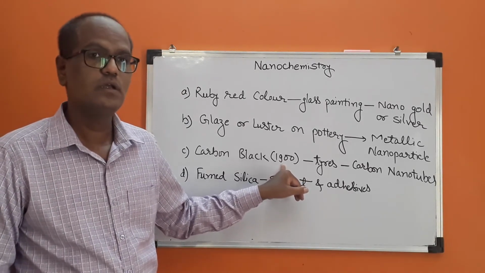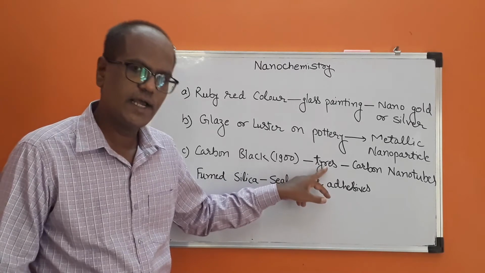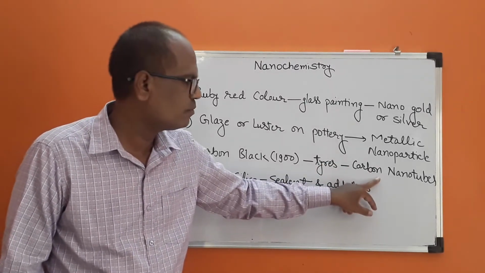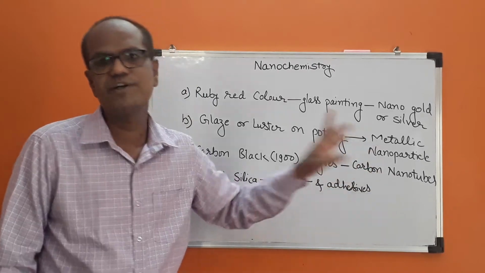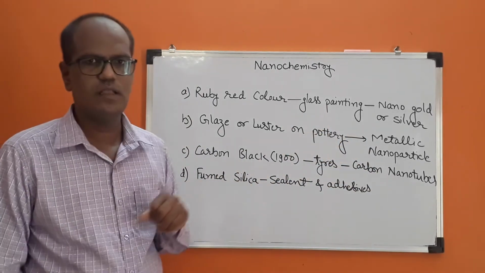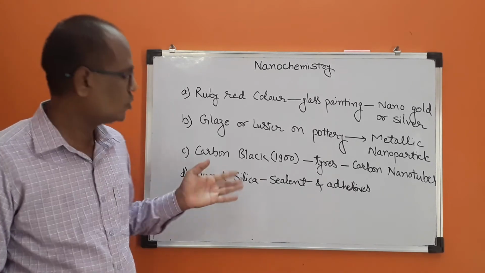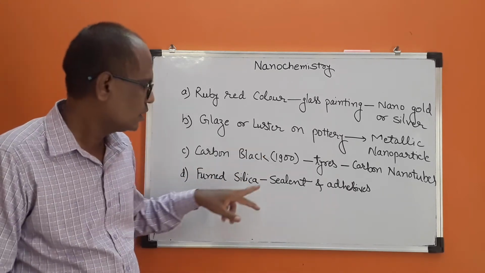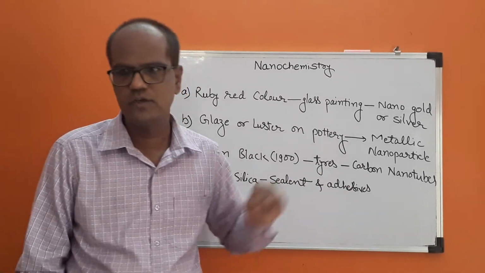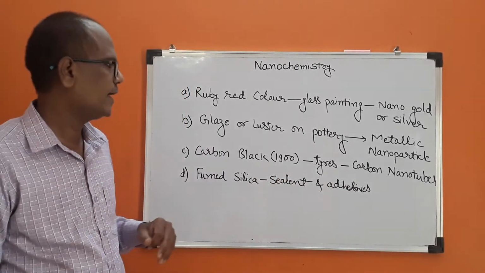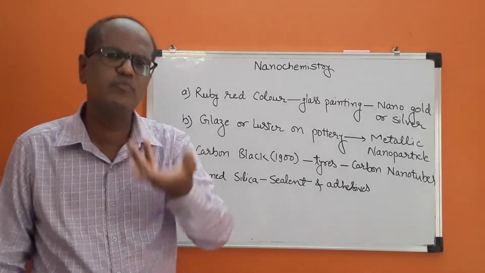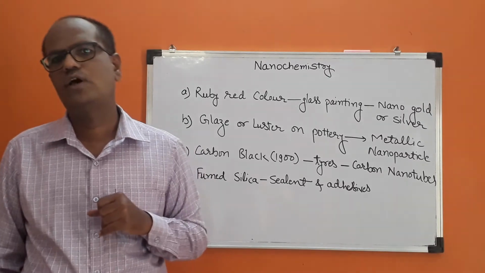It is used in tires of cars. It is prepared from nanomaterial, that is carbon tubes. Next is fumed silica, which is obtained from silicon rubber and is used as a sealant or adhesive. This is nothing but the history of nanomaterial, or you may call it the uses of nanomaterial.